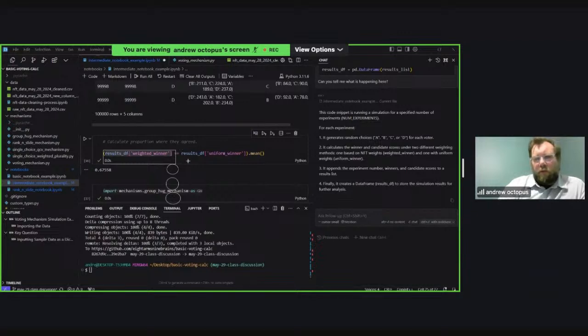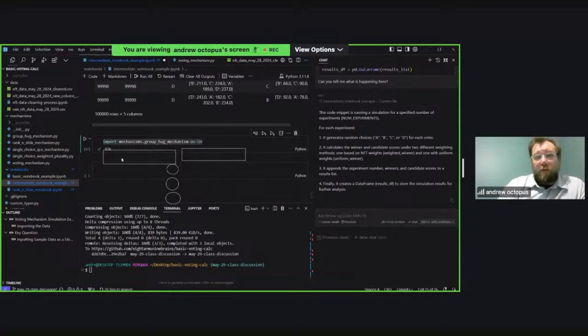And I'm asking, when are these two things exactly the same? That will produce a bunch of trues and falses. And if you have a bunch of trues and falses, you can average them to get the proportion.